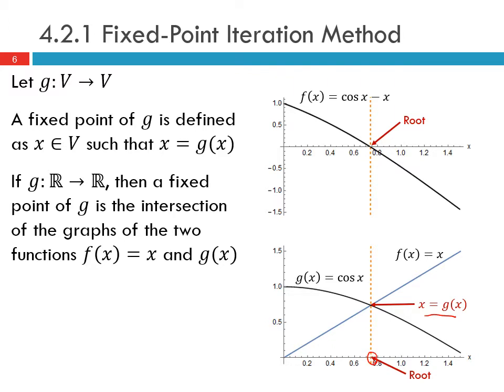So basically, in our previous methods, if we're using a bracketing approach, we would want to bracket this root and find this root here. For the fixed point iteration method, we recast the problem, so we rewrite the function so that we have it in the form x is equal to g of x, and then we find the point where g of x intersects the line f of x equals x, and then this value of x gives us the root.